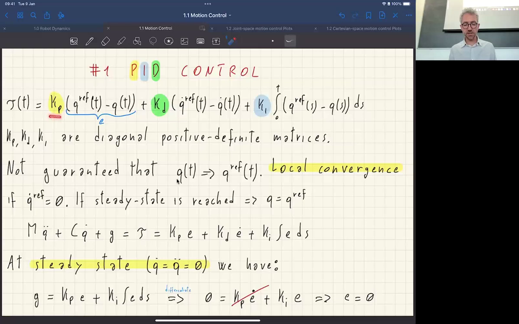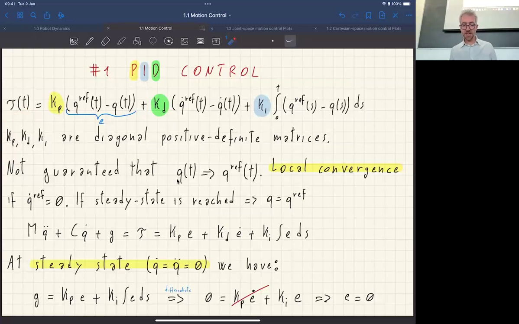And then you have these three parameters of the controller, which are called the PID gains. So Kp is the proportional gain, Kd is the derivative gain, and Ki is the integral gain. Notice these gains are matrices. They're not vectors, they're not scalars, they're matrices. Because they're multiplying a vector, the error is a vector, and they need to produce a vector because the joint torques are a vector.